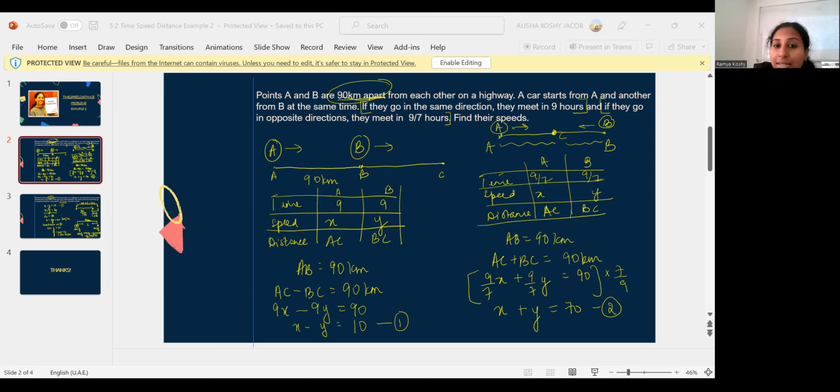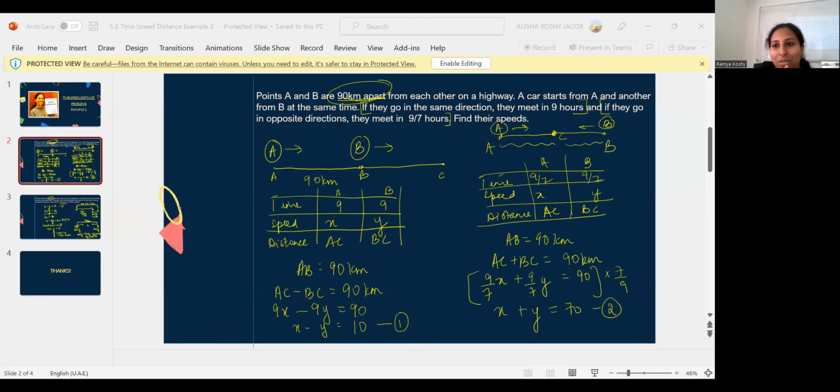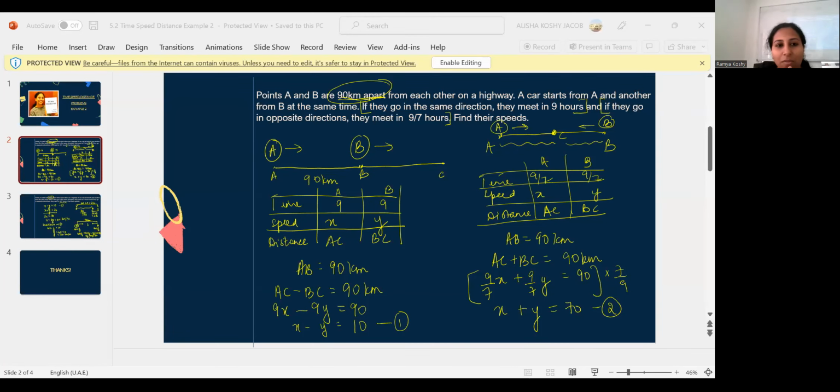Now, what is the distance covered by car A? AC. What is the distance covered by car B? BC. What is the equation we can form? The total distance here is 90. AC plus BC. So we get another equation here. Okay, so this was this type of question. Then we can just solve like that.